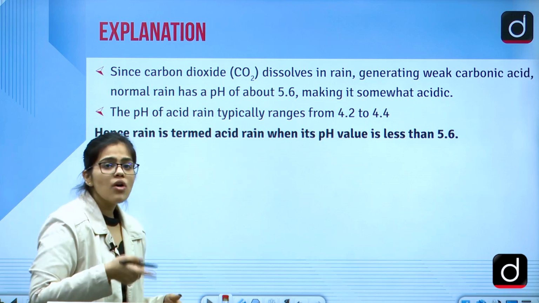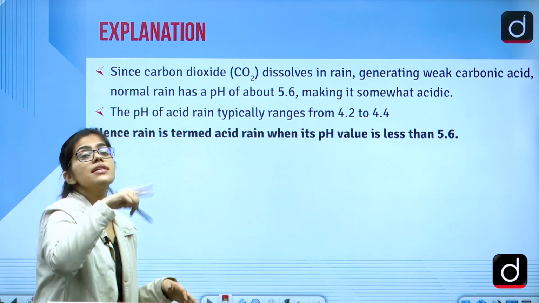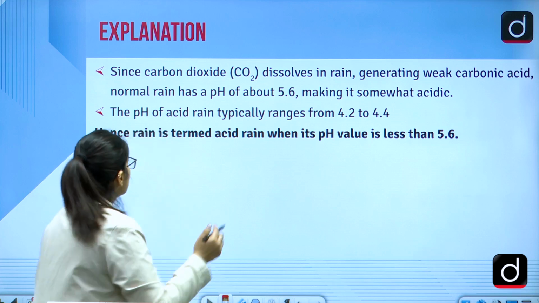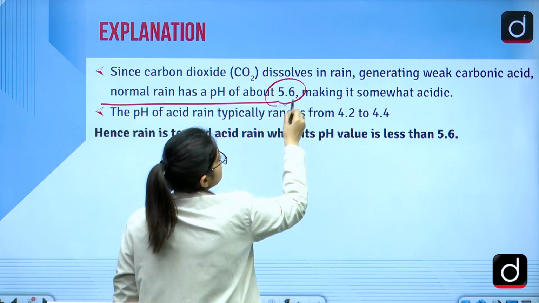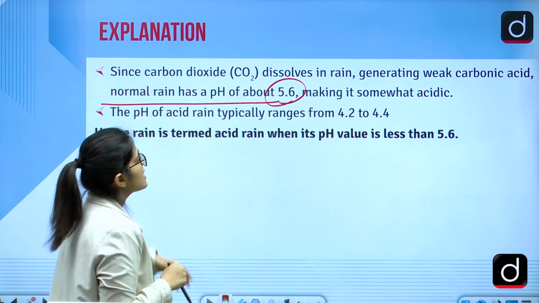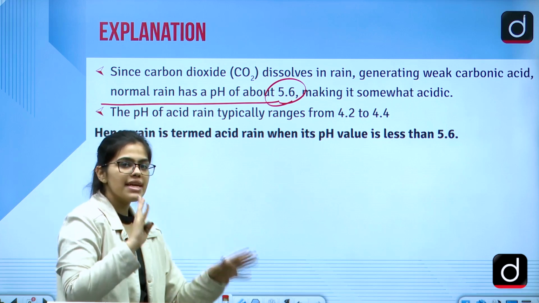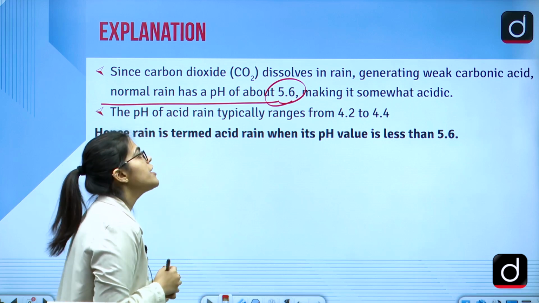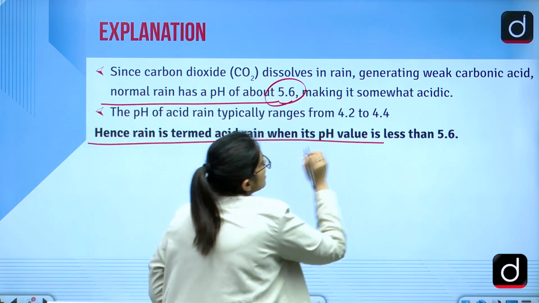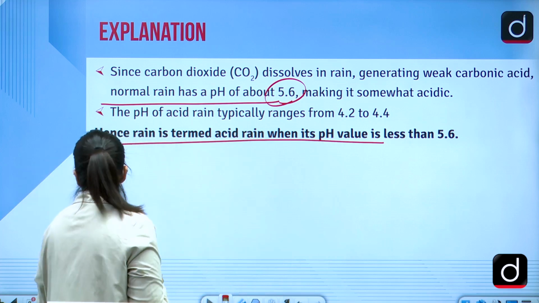How is this rain called acid rain? Since carbon dioxide, CO2, dissolved in the rain generates weak carbonic acid, normal rain has a pH value of 5.6, making it somewhat acidic, and acid rain has a pH value somewhere between 4.2 and 4.4, right? So whenever you have a pH value less than 5.6, it is acidic in nature.